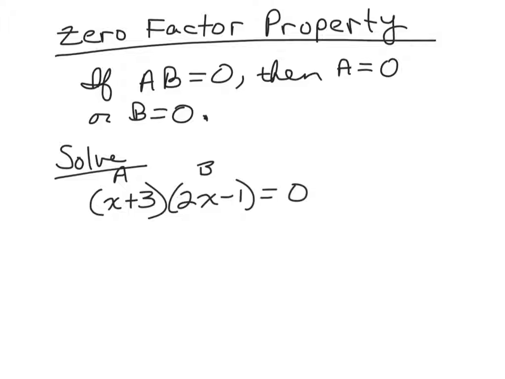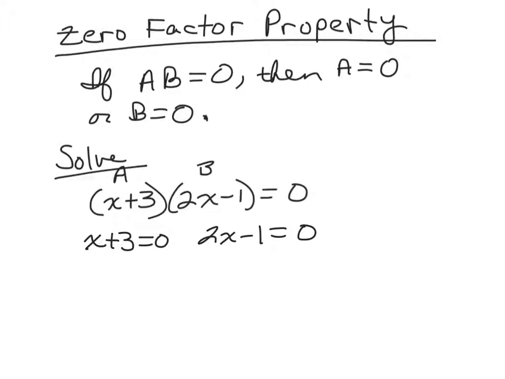So to solve this, that's exactly what we're going to do. We're going to take each of those factors, set them equal to 0, and solve. So we'll let x plus 3 be equal to 0, and we'll let 2x minus 1 be equal to 0. Okay, so we're going to solve each one of those now.